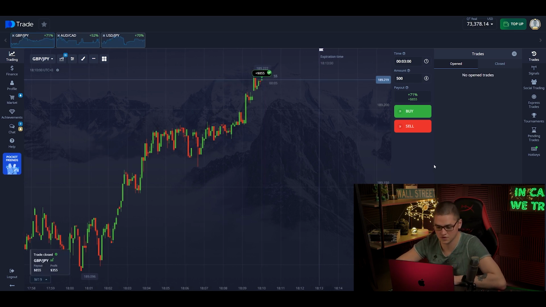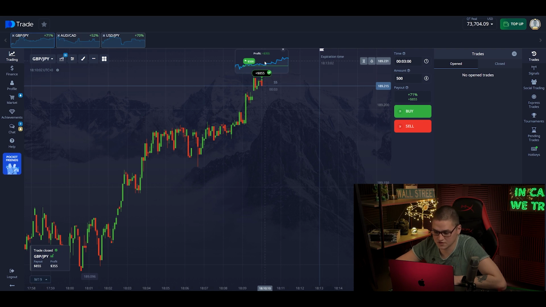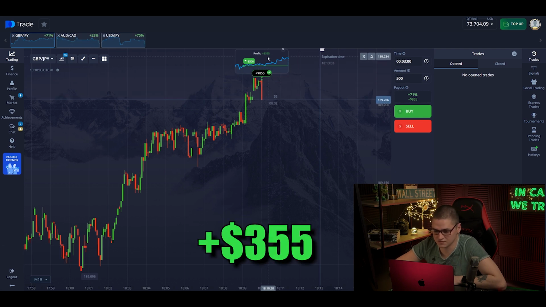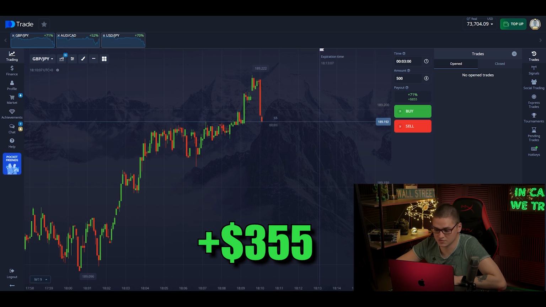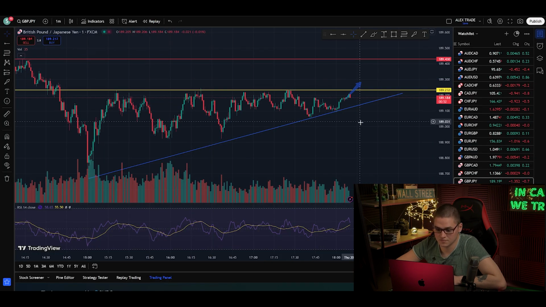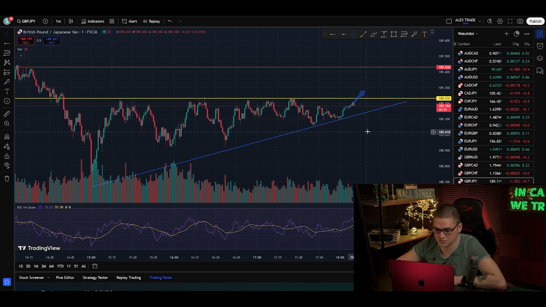In the meantime, our position is closing in the green, bringing in a profit of $355. The price has increased noticeably, which is very good. However, the level has not yet been broken and we are gradually approaching it. There might be another correction around that level, so it's worth keeping an eye on the situation.